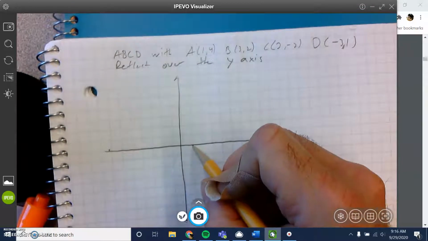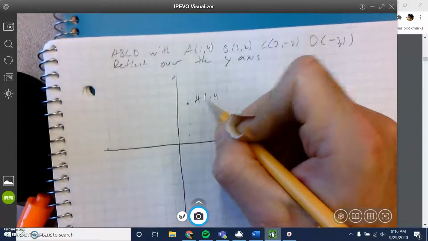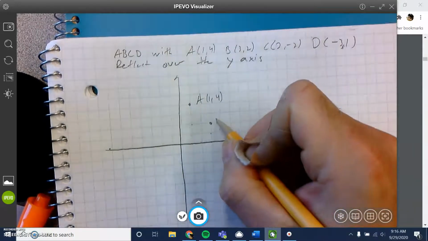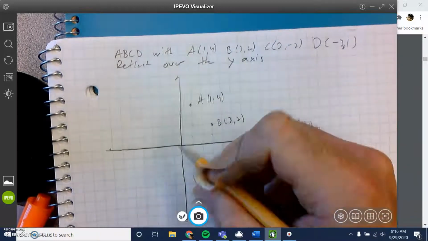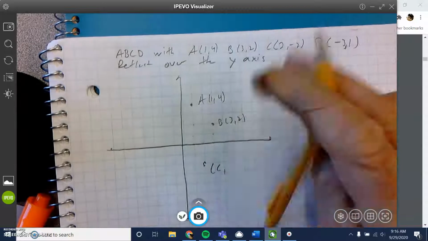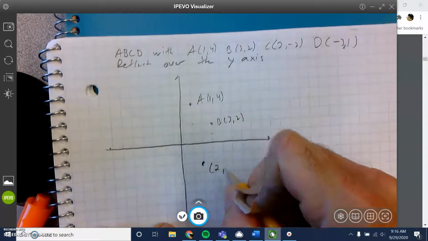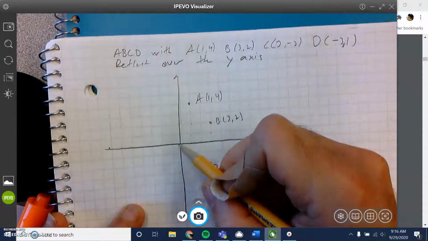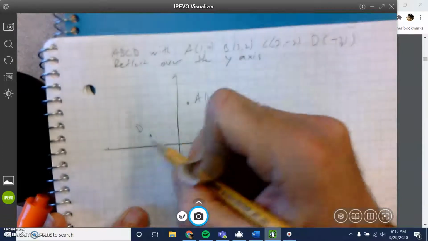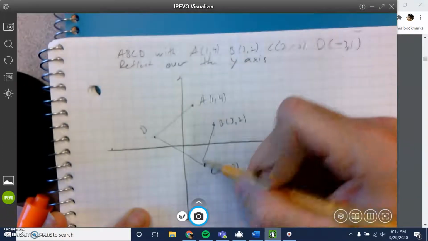First, we have to graph the points. So A is 1, 4. B is 3, 2. C is 2, -2. Sorry, if I'm going too fast, just pause the video, do it on your own. And D is -3, 1. So you have this quadrilateral, it looks like this.